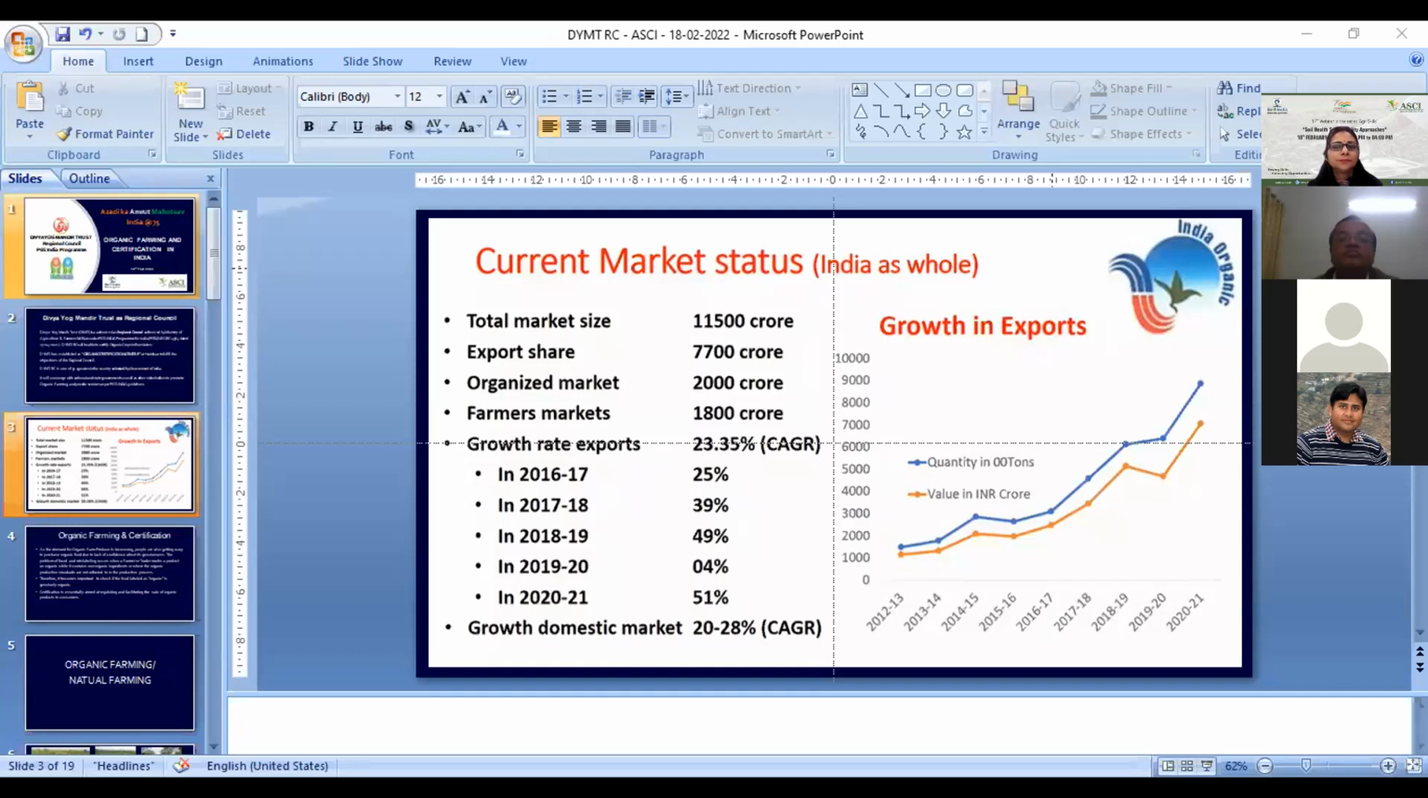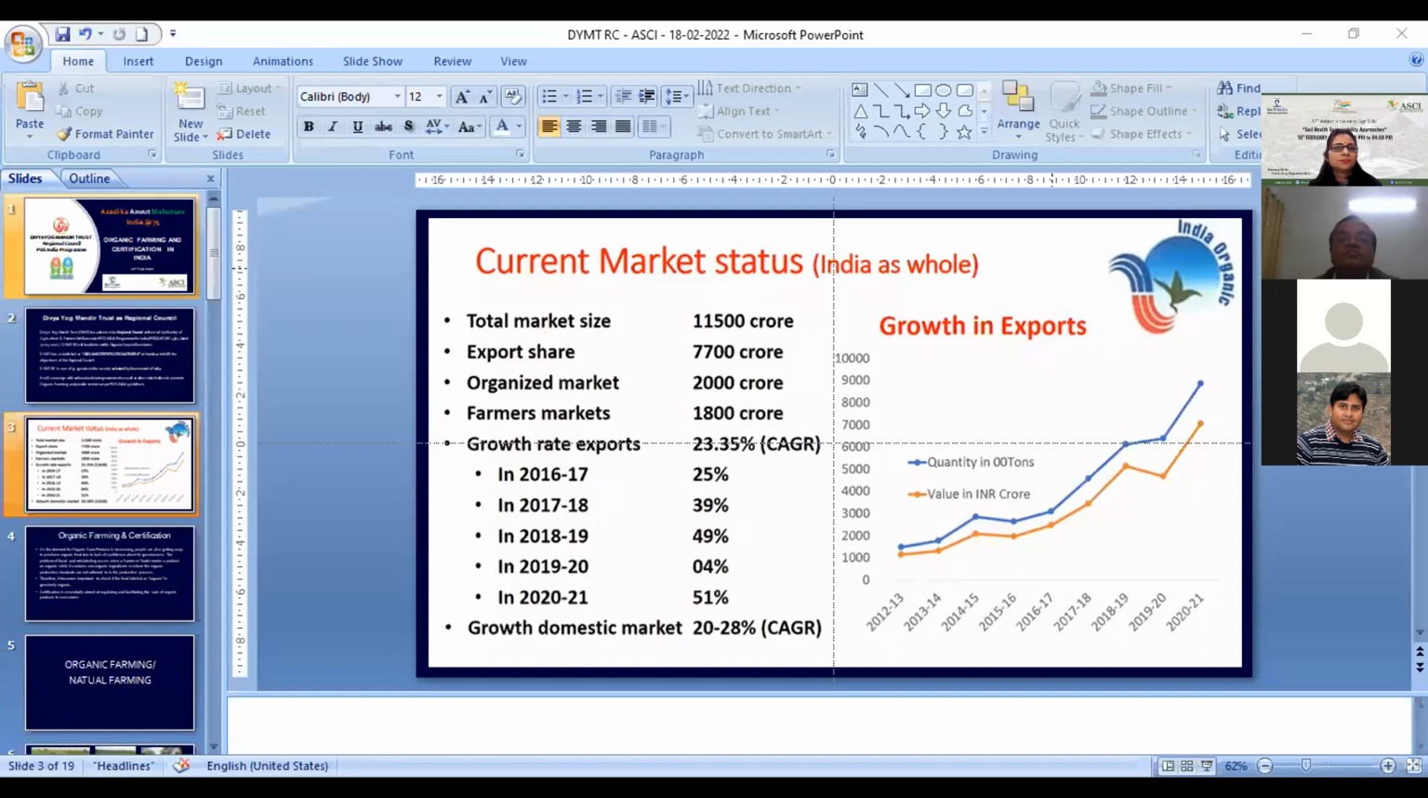As far as organic standards are concerned, both NPOP and PGS standards are equivalent. There is no dilution in the standard of organic cultivation either. The only thing is the recognition of the organic certification process by the countries which are importing the produce. Various countries have recognized our third-party certification process, which is managed by APEDA.